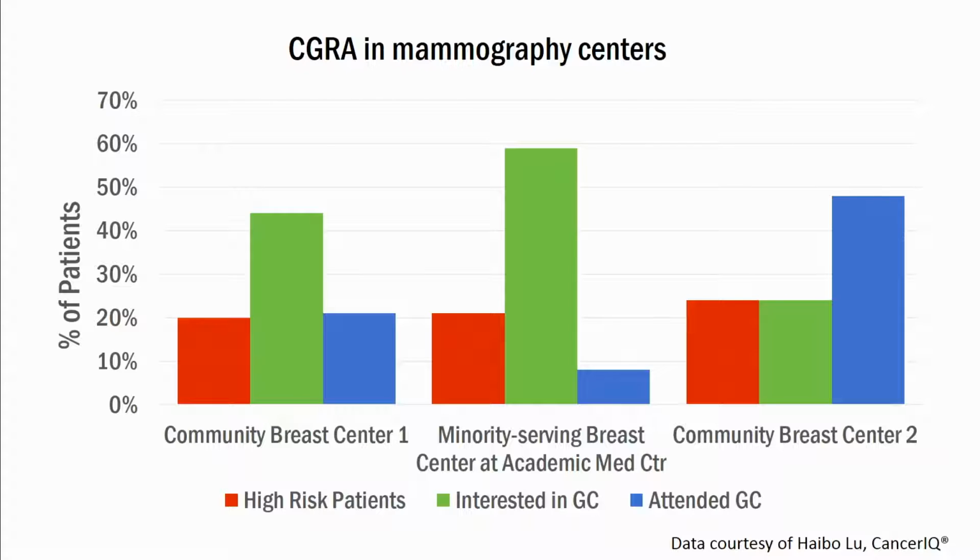But then perhaps the most important, how many women actually showed up for an appointment? Again, the blue bar is the percent of those who were interested. So center 1 is about 20% of those who were interested, 40% were interested. So you can see it's about 20% who are showing up on site. So this was in the same site, not across town. The academic medical center, even lower, is about 8% who actually showed up.